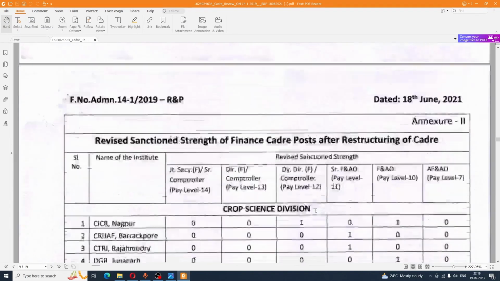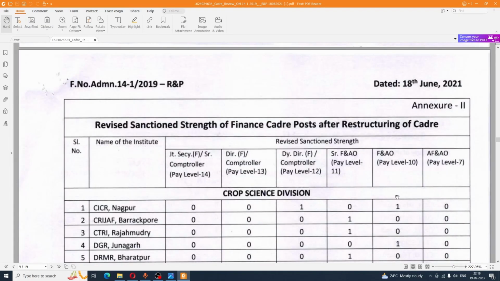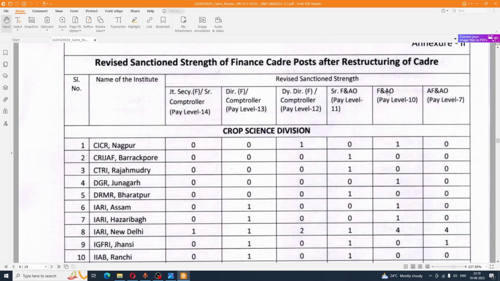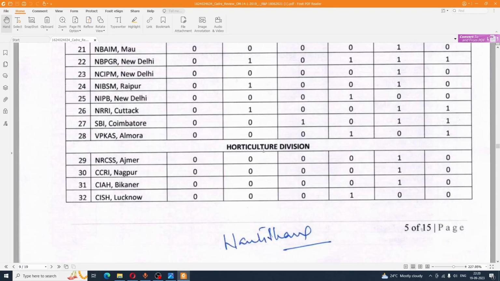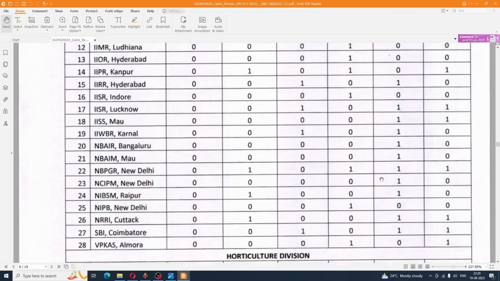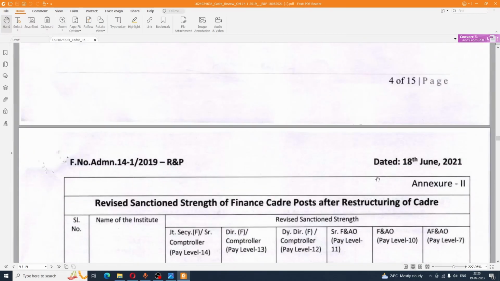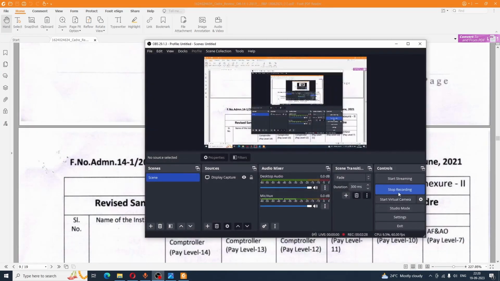Same goes for the finance cadre. You can see FAO, then there is no position of SFAO. Now, if an FAO gets promoted and there is no position of SFAO in that institute, he will get transferred to another institute. He might get transferred over here or any other institute. So, this is regarding the Cadre review report, where you can check the institutes and the sanction strength in those institutes. Thank you.